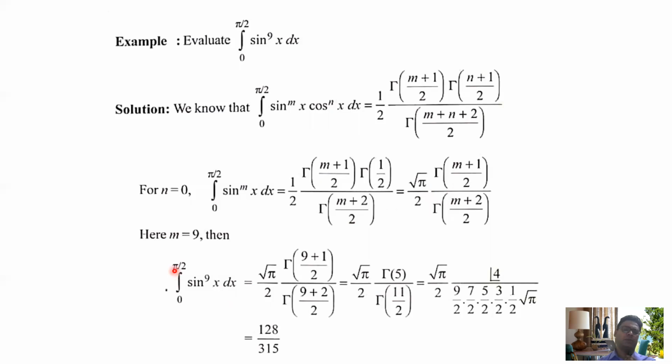So now the integral from 0 to pi by 2 of sine to the power 9 x dx equals half gamma of (9 plus 1) by 2 gamma half by gamma of (9 plus 2) by 2, that is root pi by 2 gamma 5 by gamma 11 by 2. Gamma 5 equals factorial 4, formula wise.